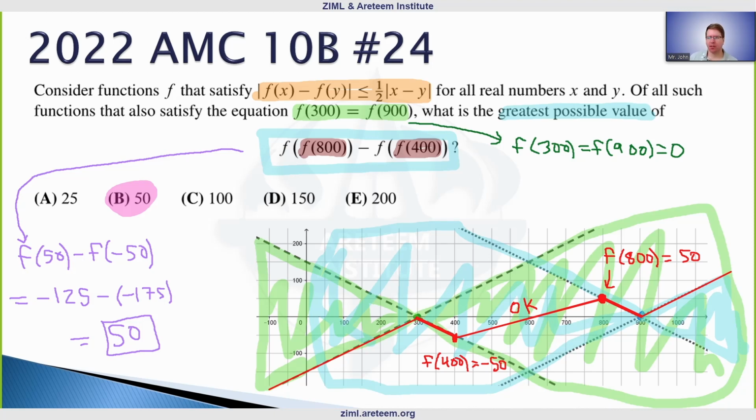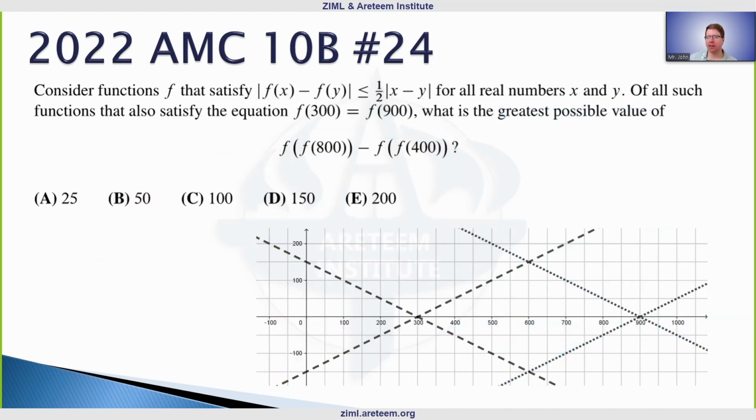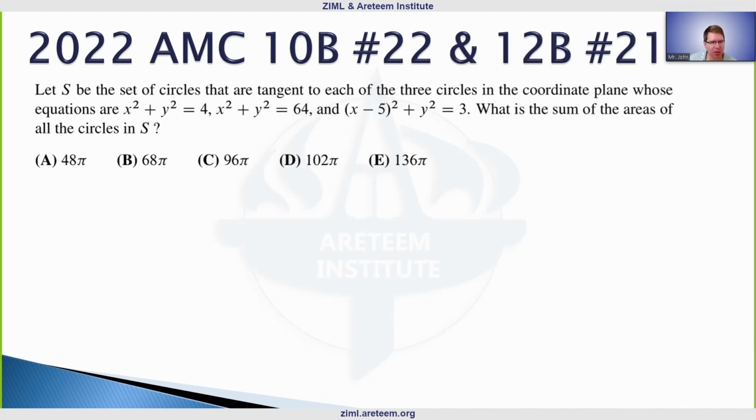Okay, so let's move on then to our second question here. So we have some circles in this case. This problem was both on the B for 10 and 12. So 22 on the 10, 21 on the 12. And we have a question about tangent circles in this case.